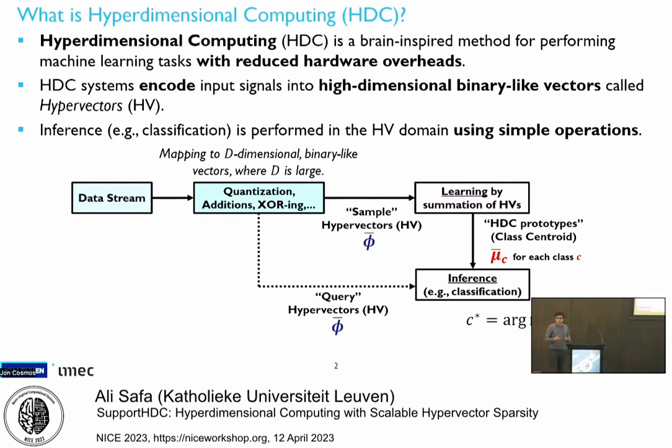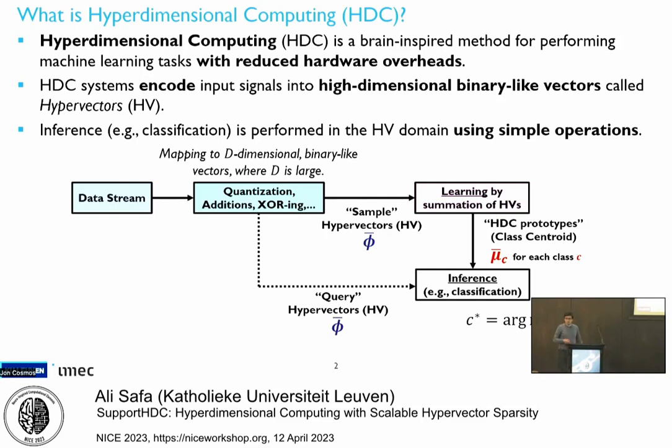Learning is typically done by simply summing the hypervectors corresponding to each class. For example, if I feed all the data from class 1 and I get all the encoded hypervectors for class 1, by summing them all, I would get a form of centroid representation of that class. That's why we call it the class centroid here, and we denote it mu in this presentation.